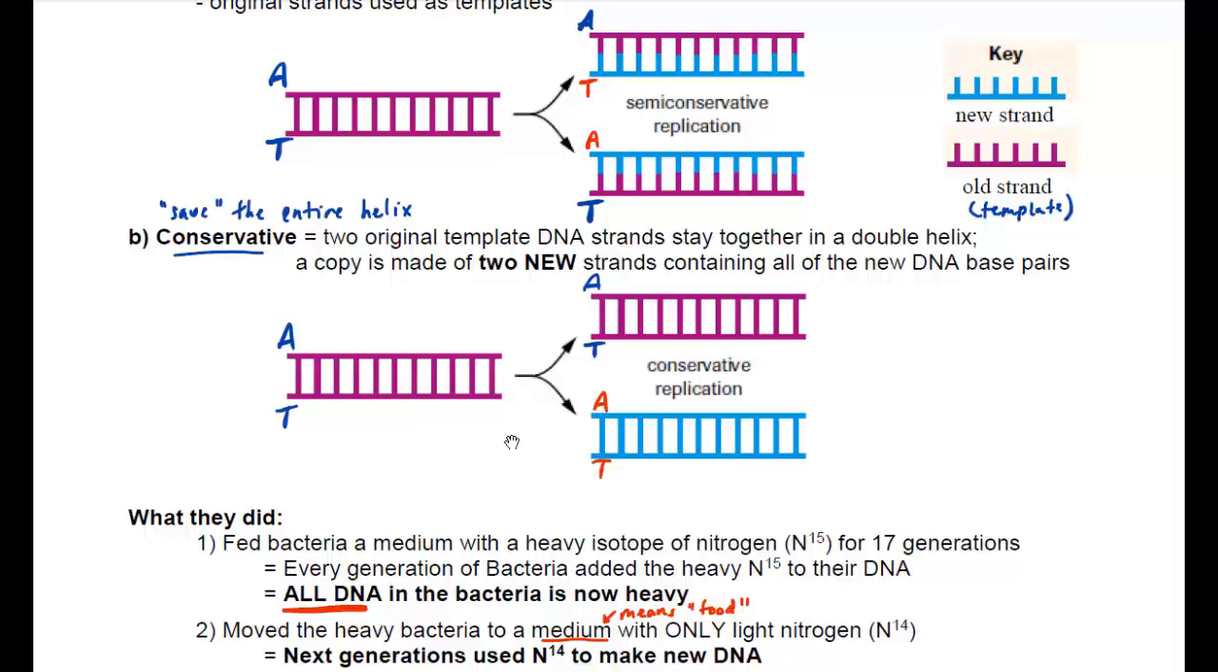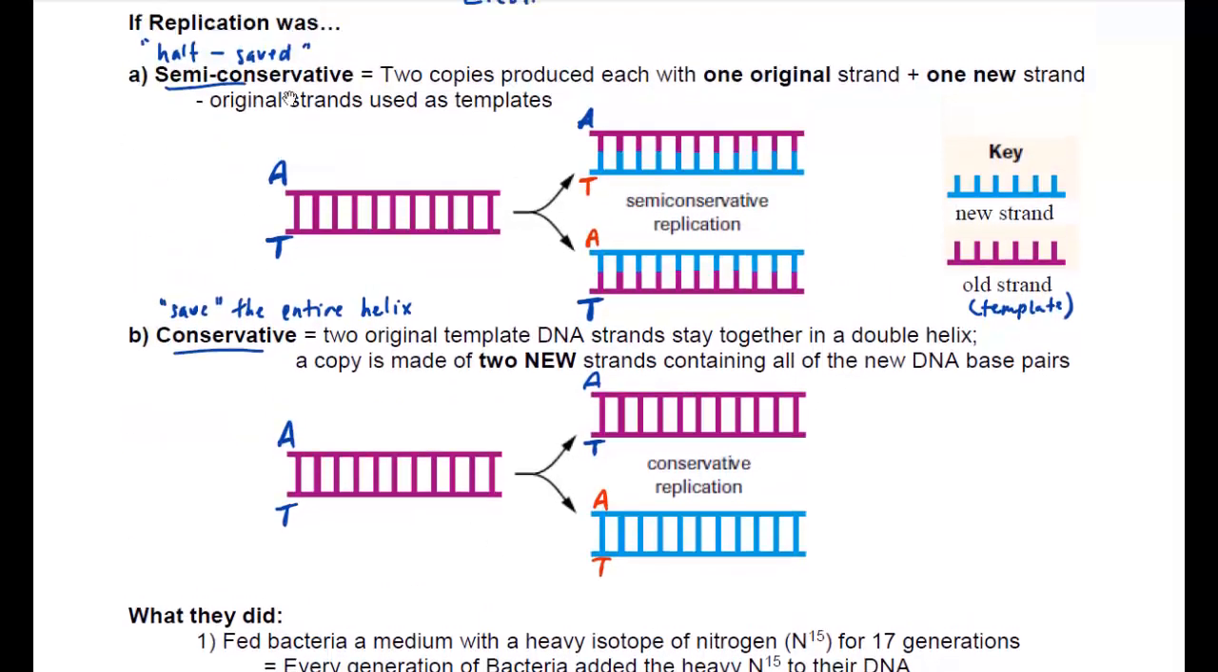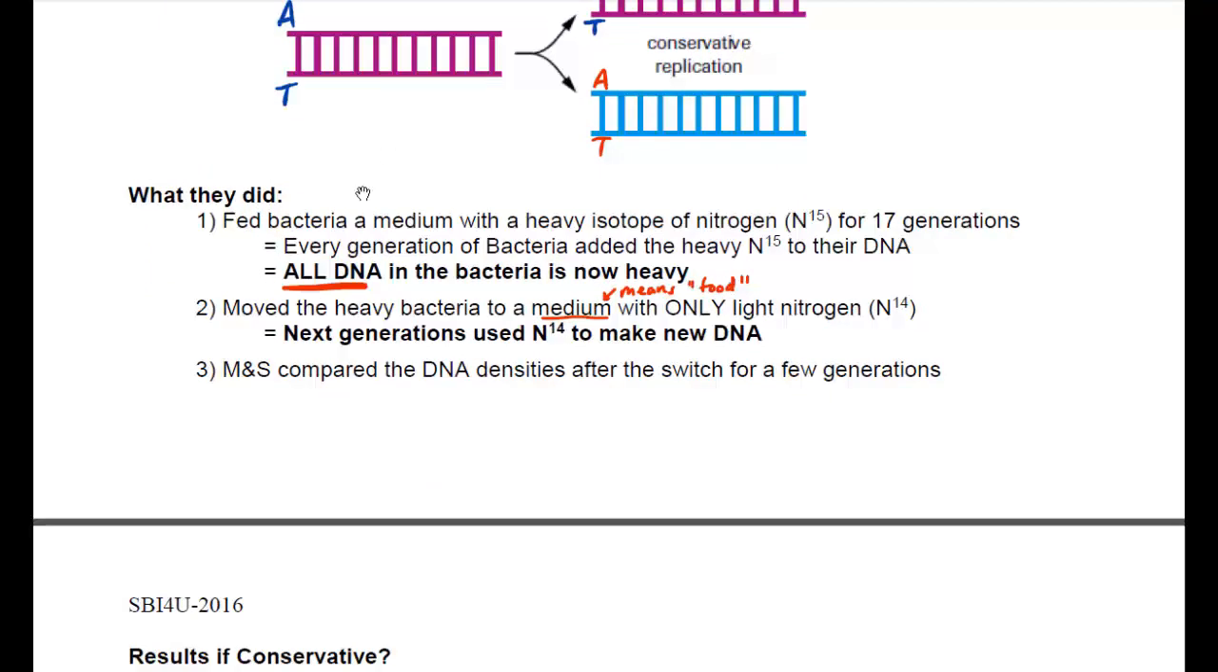Okay, so what they did is they tried to prove which way it could be, and what they were doing was they were feeding bacteria on a medium. Now, in this case, medium doesn't mean middle-sized, it means food, what kind of food you're feeding them. So they fed bacteria food that happened to have a heavy version of nitrogen.